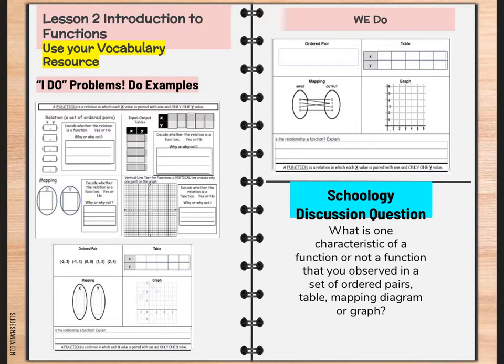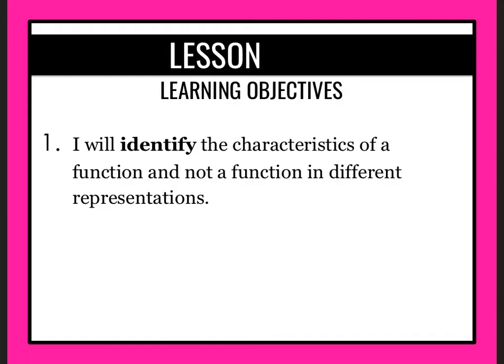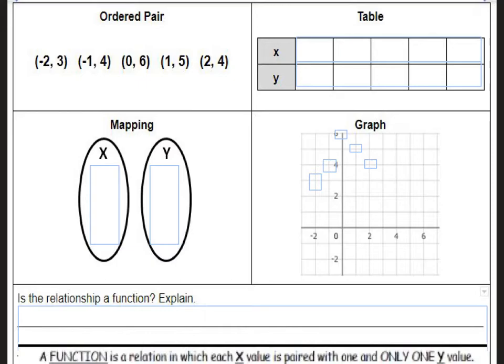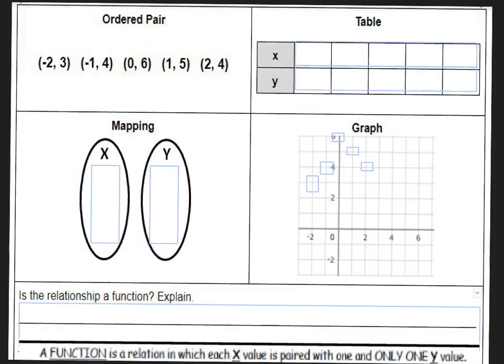We will be creating a representation of a relation or a function in multiple ways by using a table, by looking at a mapping diagram and a graph of the same relationship, okay? So you're going to have an opportunity to identify the characteristics of a function or not a function in different representations. So let's go ahead and take a look at this first item here.